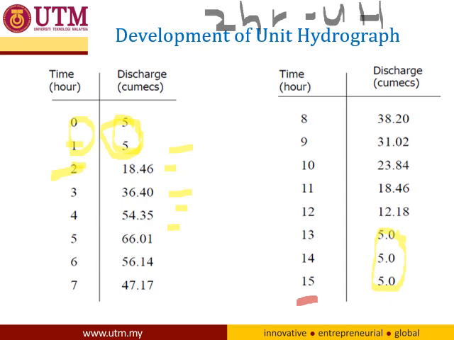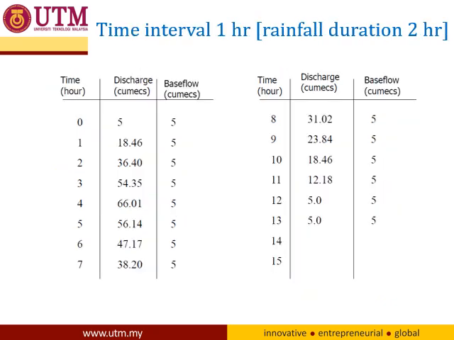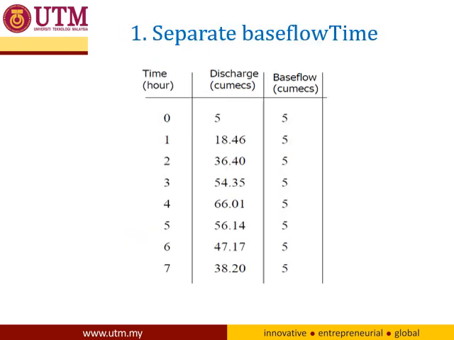So how do you do it? In the table, this is the observed discharge, and you may create another column, or if you want to subtract without this column is also alright. It's just that you have to subtract the base flow from the discharge. So again, the first step is to separate the base flow.